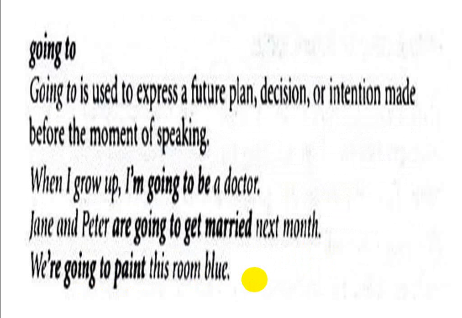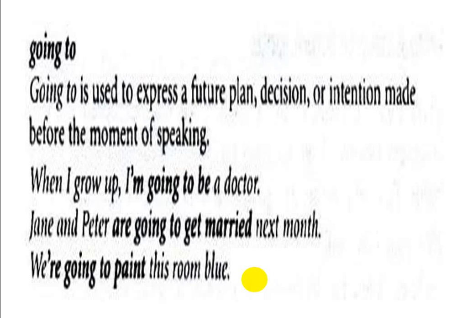Going to. Going to is used to express a future plan, خطة, decision, قرار, or intention, هدف أو نية, made before the moment of speaking. فهذا الفرق بين will والgoing to. Will is a decision or an intention made at the moment of speaking, and going to is made before, قبل التحدث, before the moment of speaking.